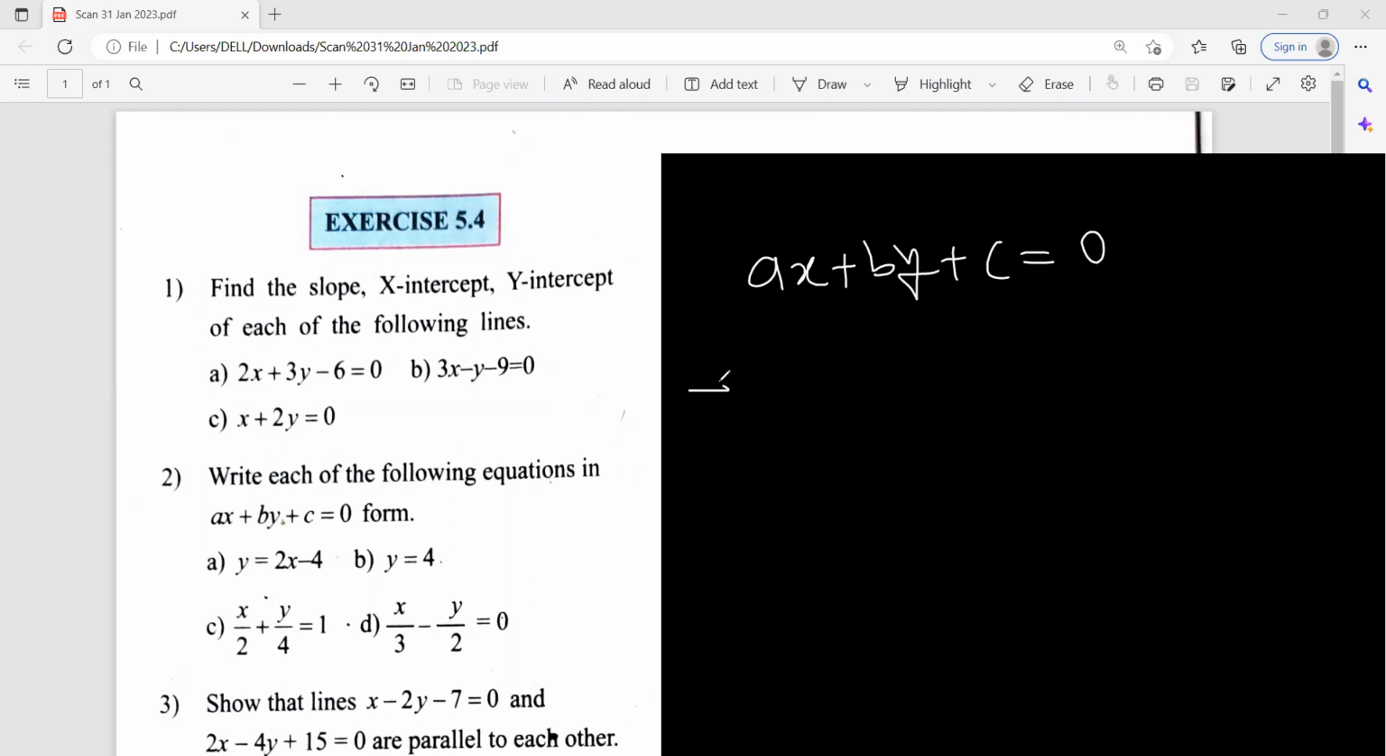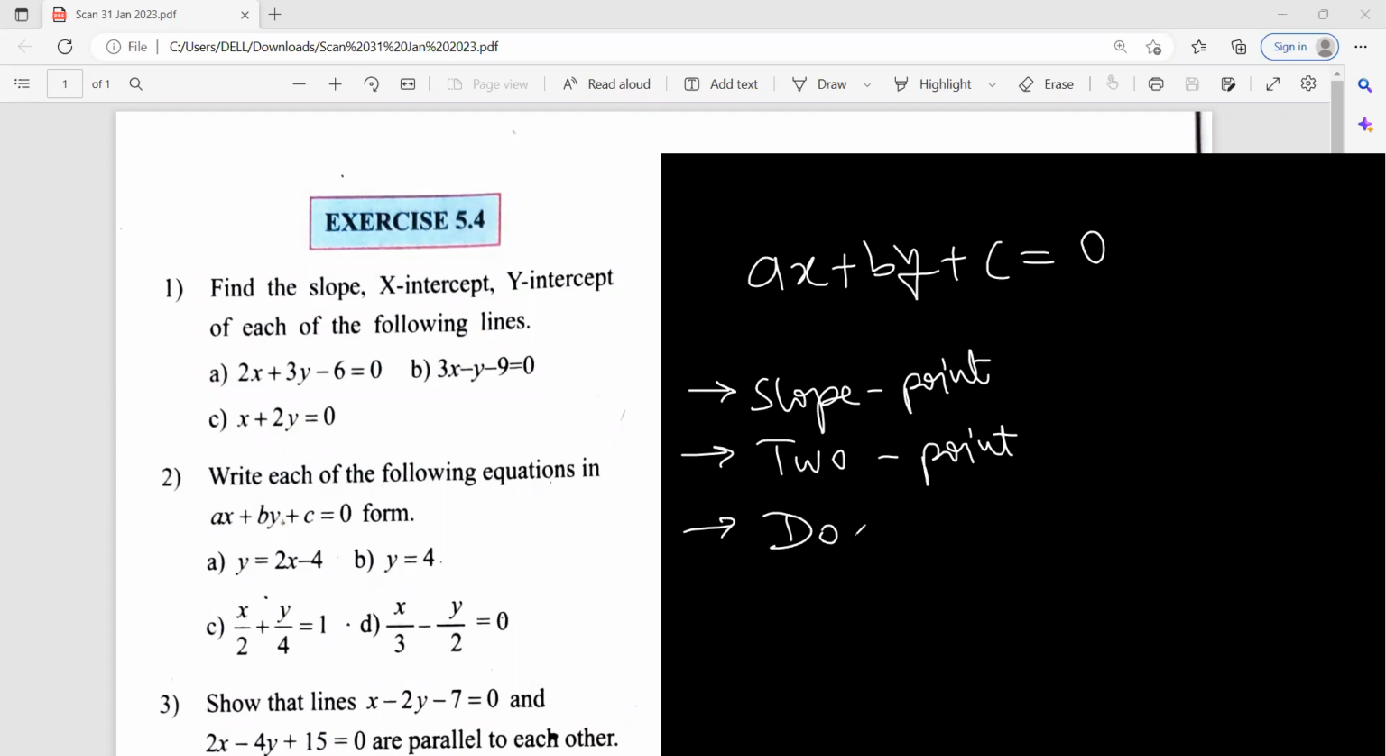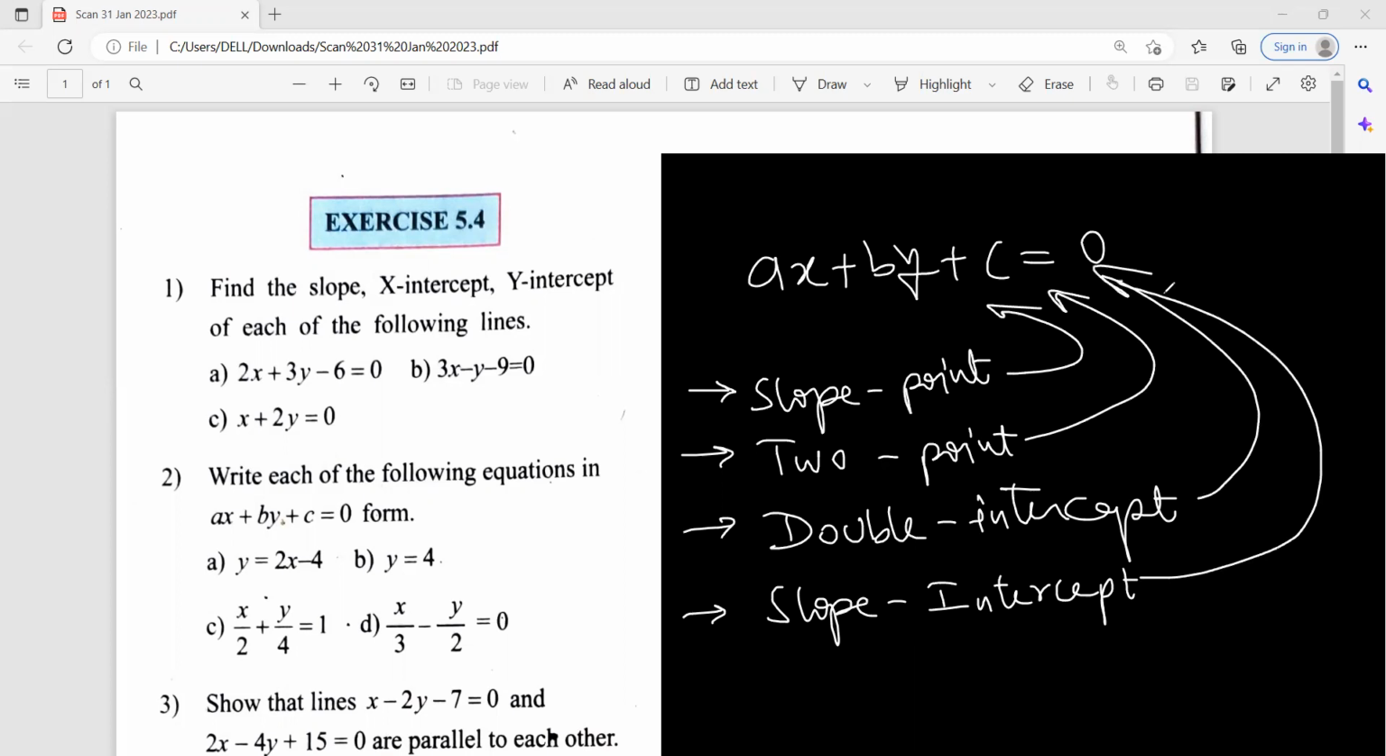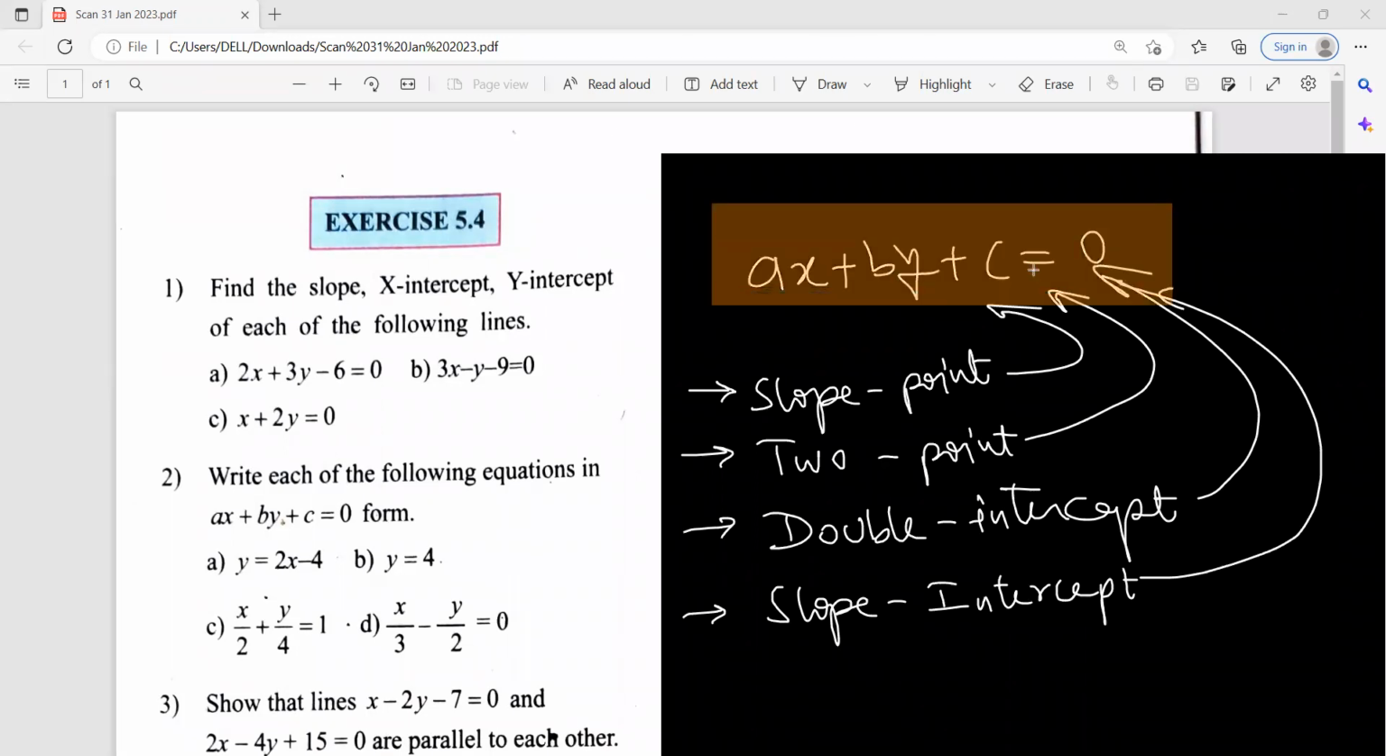Whether you are writing equation of the line in slope point form or you are writing the equation in 2-point form or you are writing the equation in double intercept form, or you are writing it in slope intercept form, the equation of line finally they will all become this way. And that is the reason we call this form as the general form of equation of a line.